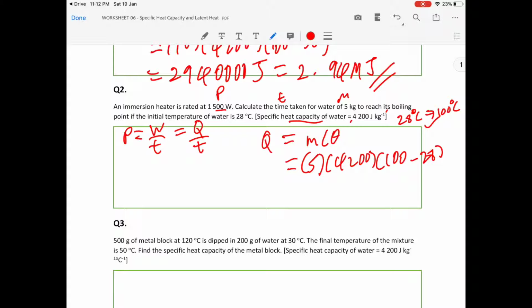We don't have Q, but we have power. So what do we do? What we can do is Q equals power times time. I just take this time and multiply it with power, and I bring it up here, and what you get is Pt. So if I rewrite this, it just becomes 1500 t. Let's solve the right hand side first to simplify it.